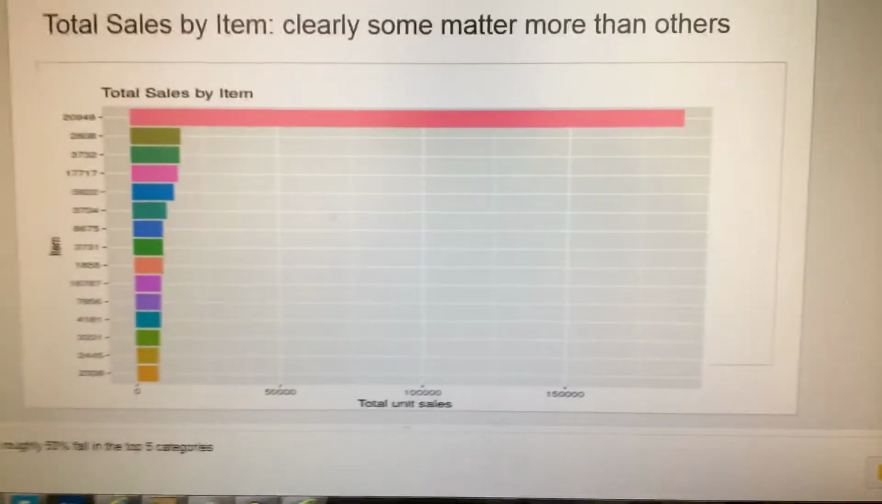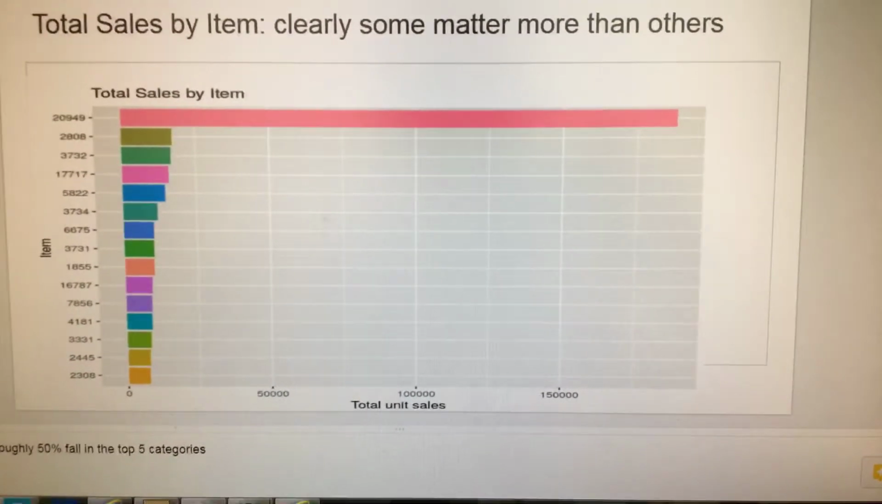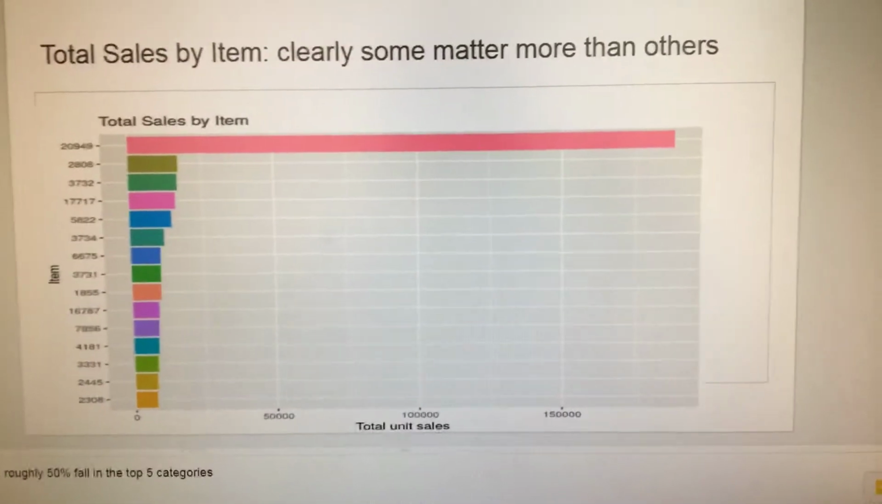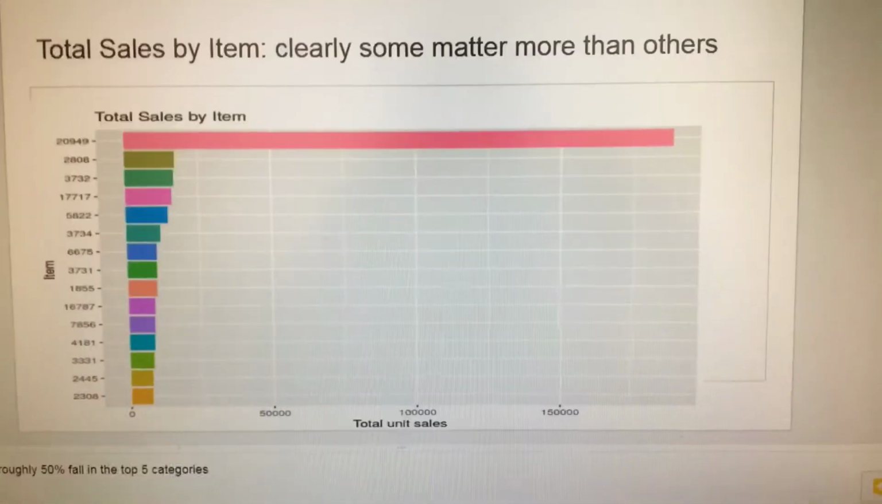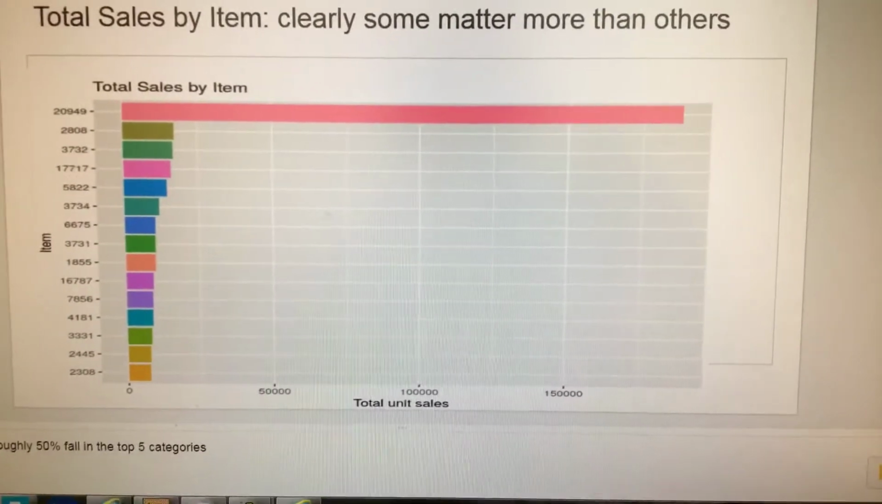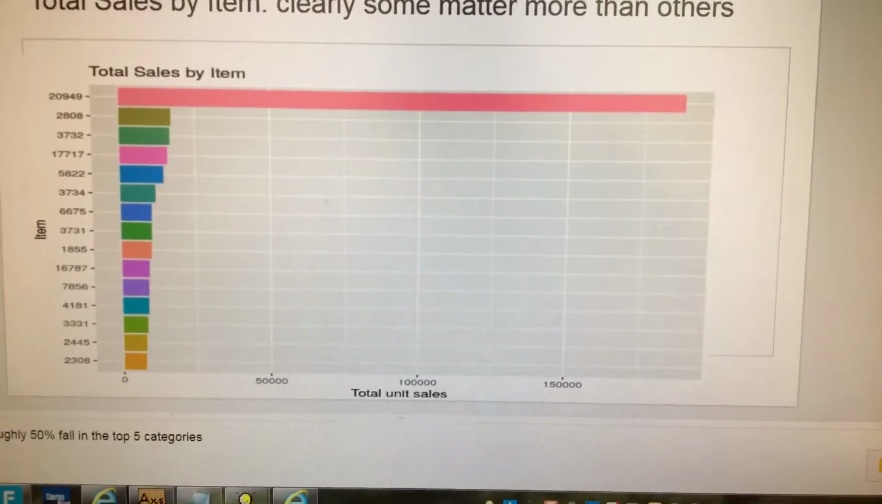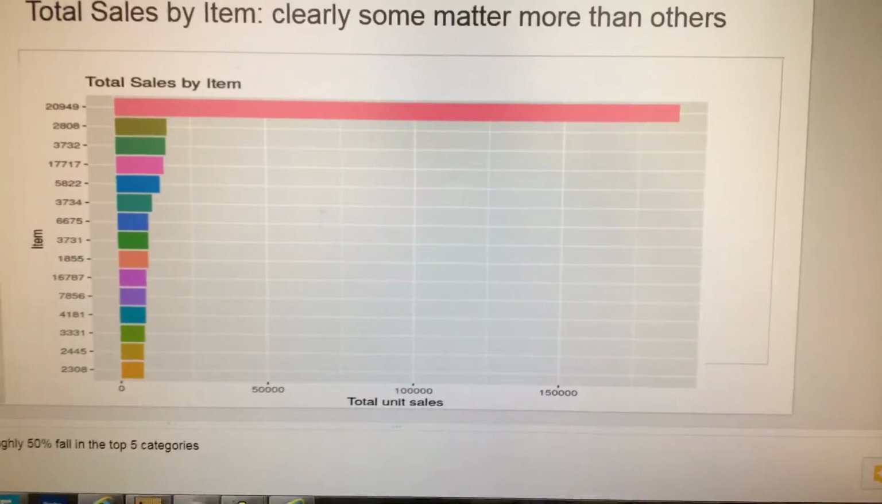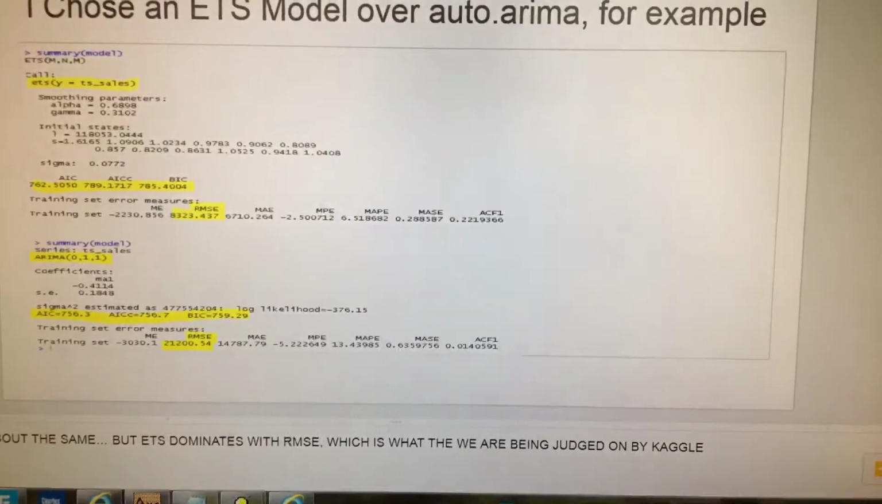Same thing as far as total sales by item. There are almost 22,000 items. Roughly 50% of them fall into the top 5 categories, so perhaps some cleanup can be done, making the analysis easier, but also not compromising the data too much.